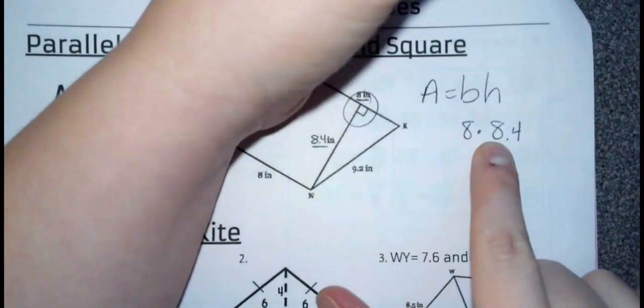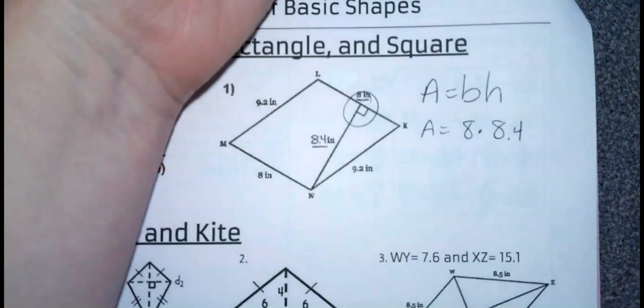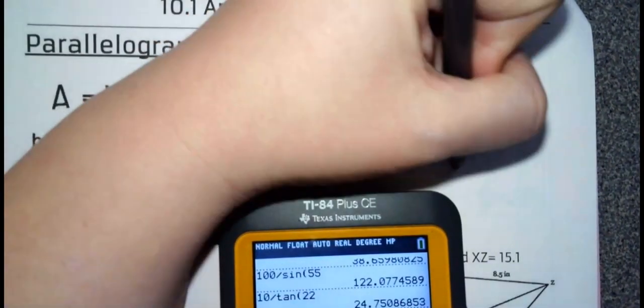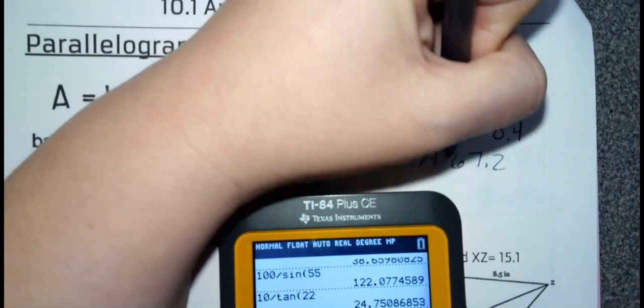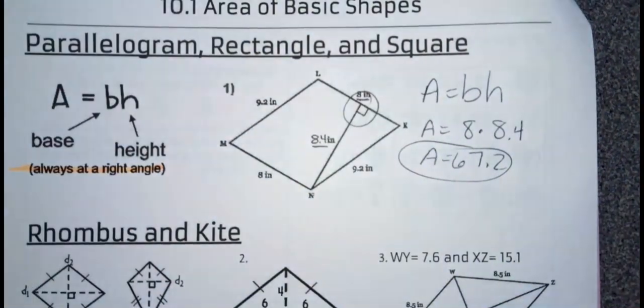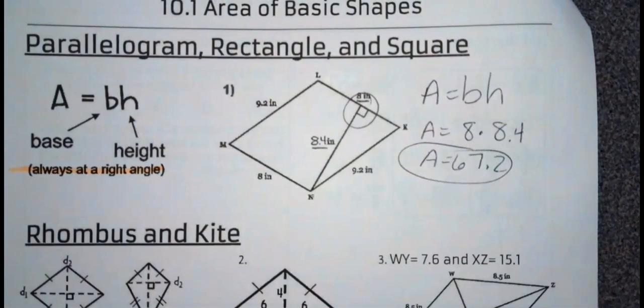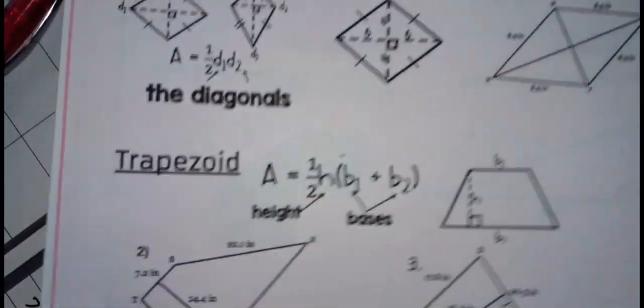So it's going to be 8 times 8.4. And you get 67.2. And that's it. But here's the problem. If you're looking at this problem and you're like, oh my gosh, there's 5 numbers and I only need 2 of them, and you can't figure out which 2 they are, it gets really confusing. But if you see, oh, I just need to find the 2 sides that are connected to the right angle, it becomes a lot easier. Okay? So let's move on.